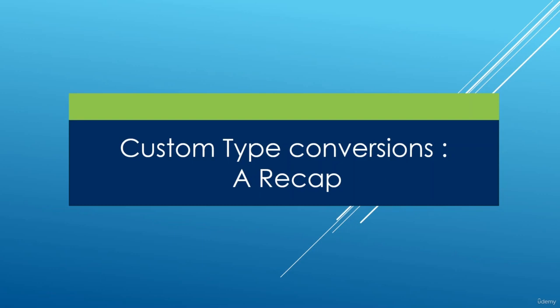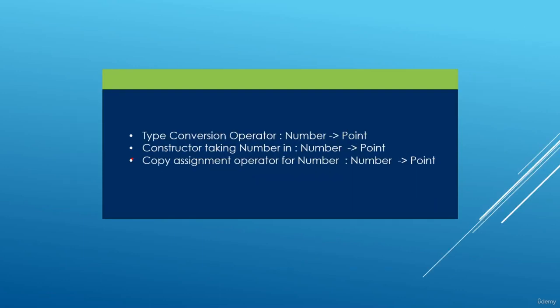In this lecture, we're going to recap on different types of type conversions we could do in our custom types. So far, we have seen three mechanisms through which we could do type conversions. We could go through a type conversion operator, for example, to do a conversion from number to point. We saw how we could do that.